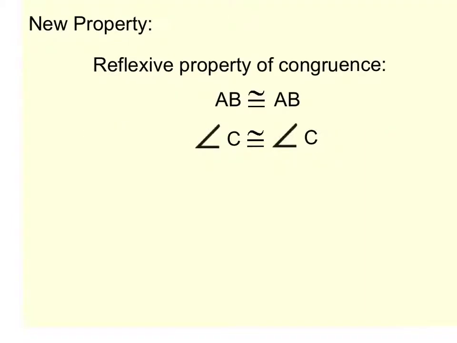Let's look at the reflexive property of congruence. The reflexive property simply states that a given side is congruent to itself, or a given angle would be congruent to itself. They would have the same measure because they are the same thing. And you might think, well, that's kind of a silly thing to have to ever use, but it's very useful when we do congruent triangle proofs.